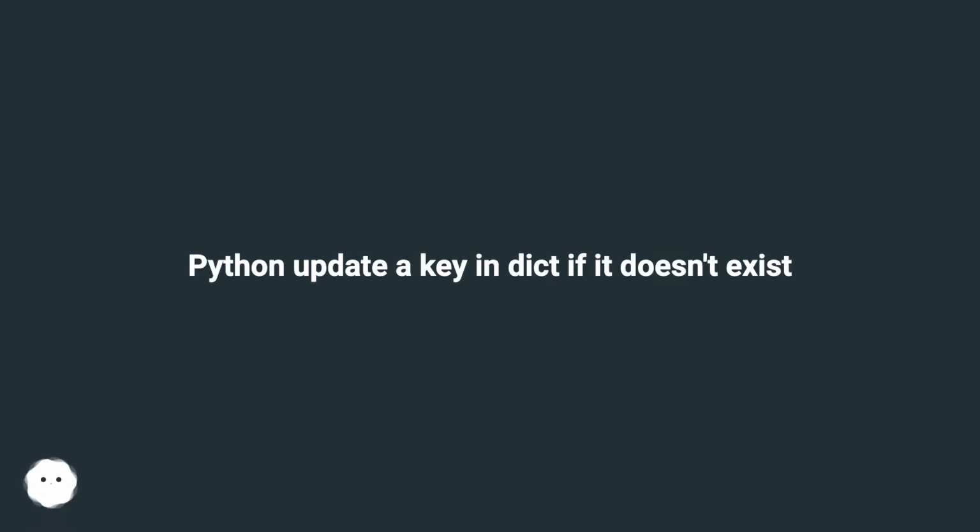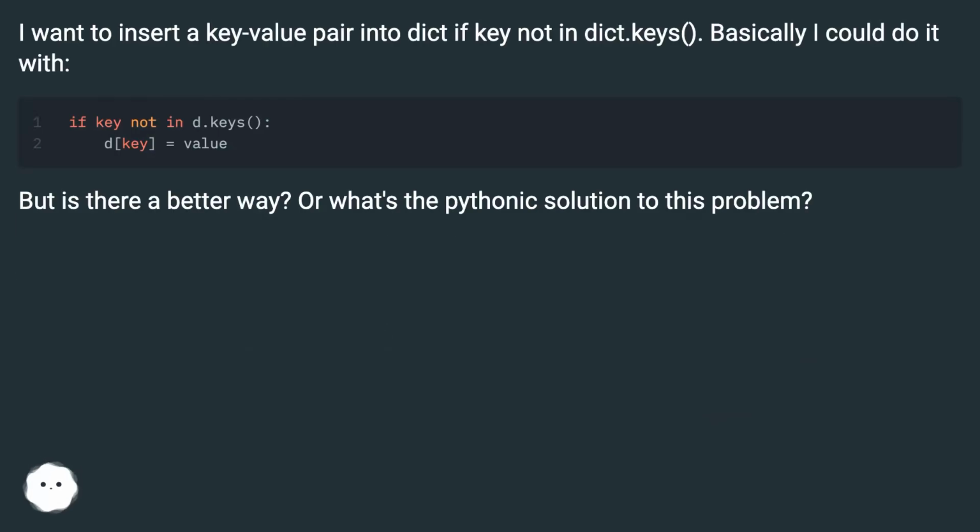Python: update a key in a dict if it doesn't exist. I want to insert a key-value pair into a dict if the key is not in dict.keys. Basically, I could do it with an if statement, but is there a better way? Or what's the Pythonic solution to this problem?